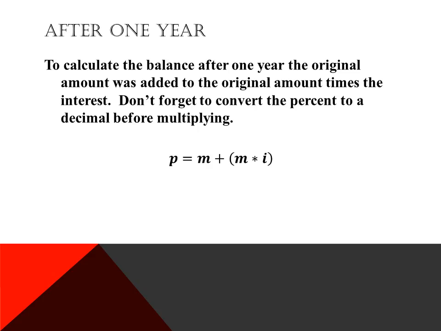To calculate the balance after 1 year, the original amount was added to the original amount times the interest. Don't forget to convert the percent to a decimal before multiplying. The equation that shows this is typed below.